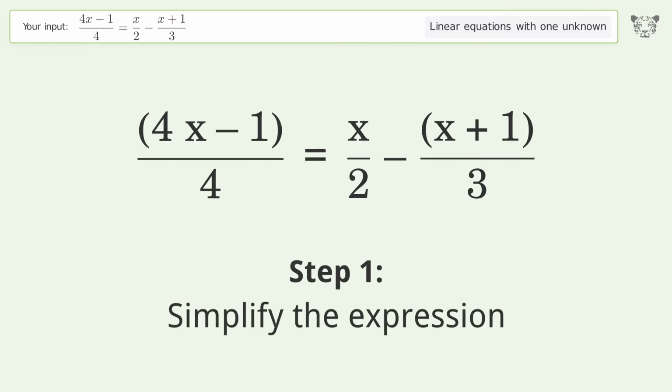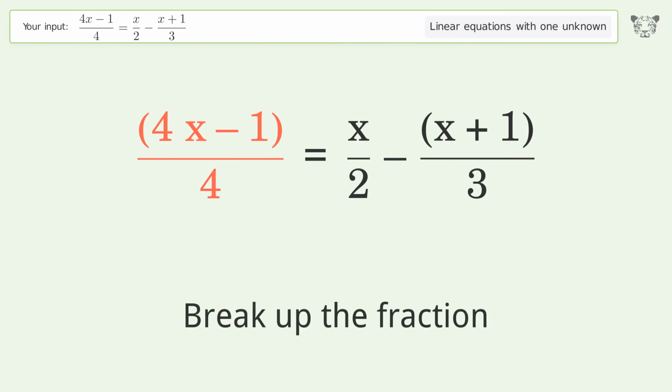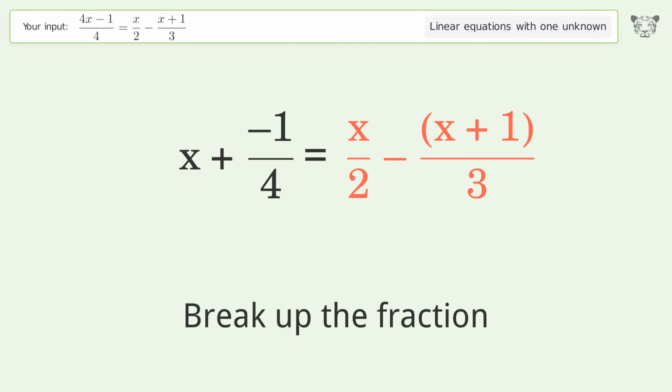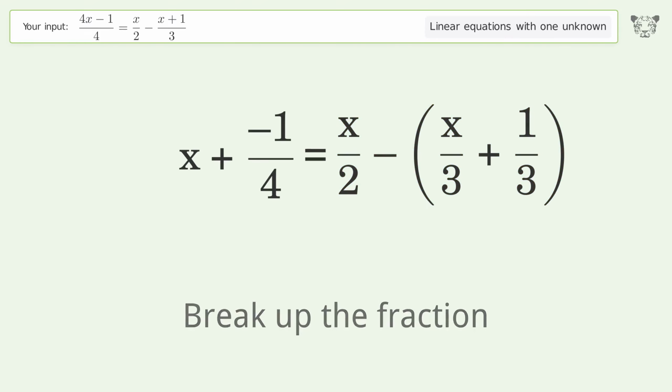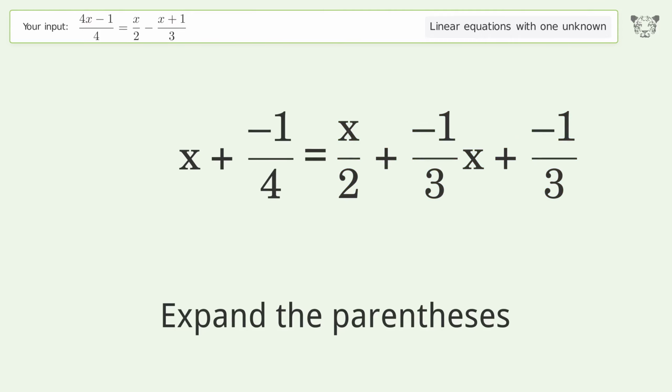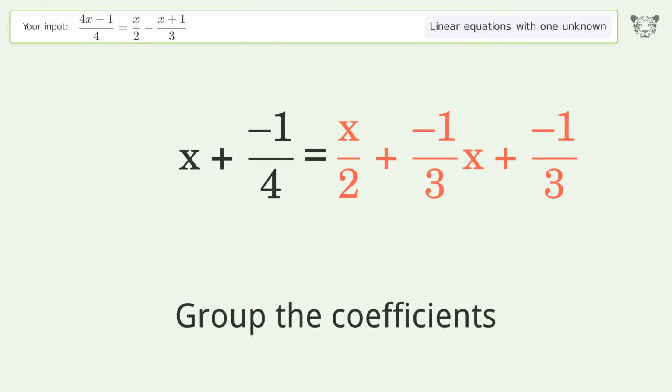Simplify the expression. Break up the fraction. Simplify the fraction. Break up the fraction. Expand the parentheses. Group the coefficients.